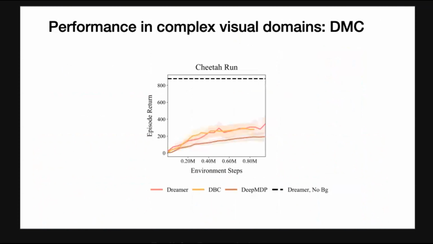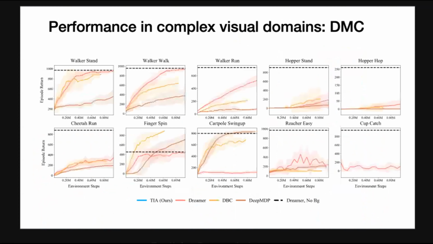On the DMC control suite domain, we compare against Dreamer, colored in red, and strong model-free baselines such as Deep MDP in brown and the bisimulation metric-based baselines. Our method, task-informed abstractions, outperforms all baselines in the cheetah run task. The black dashed line on the top is the performance of Dreamer in the uncluttered clean environment. The paper also provides evaluation on 10 DMC tasks in total. In these games, task-informed abstraction consistently improves over Dreamer and outperforms all baselines in most tasks.